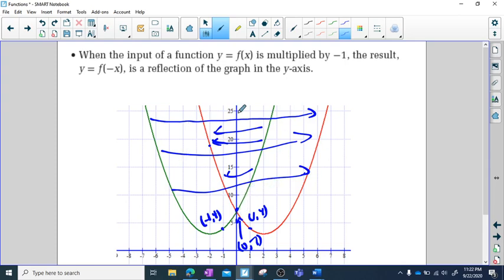This is the situation where the graph got reflected in the y-axis, across this vertical line. So when your graph goes side to side, think about that as your x's switching from negatives to positives or positives to negatives. When that change is happening, the line of reflection is the vertical line called the y-axis. So if y equals f of negative x, you get a reflection in the y-axis.